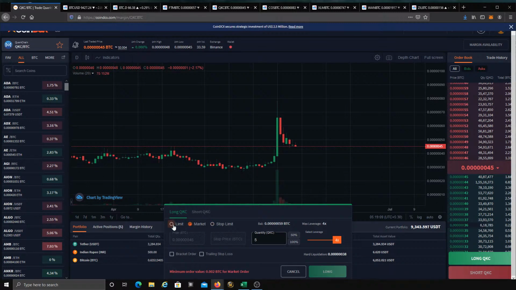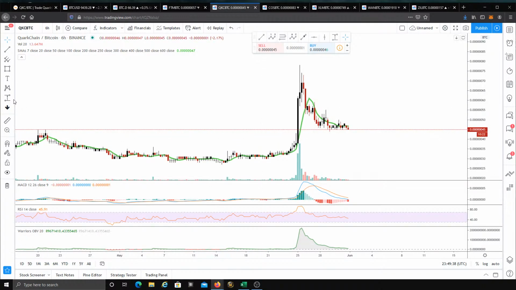Okay, so let's just do a limit, 100% or 50% of our portfolio, or we can just manually type in how much we want to buy. And then we can select our leverage right here, 1x, 2x, 3x, or 4x, 4x being the maximum amount of leverage. And you can see our hard liquidation at 38 Satoshi. So that's roughly about 20%. Okay, about 15% or so there.